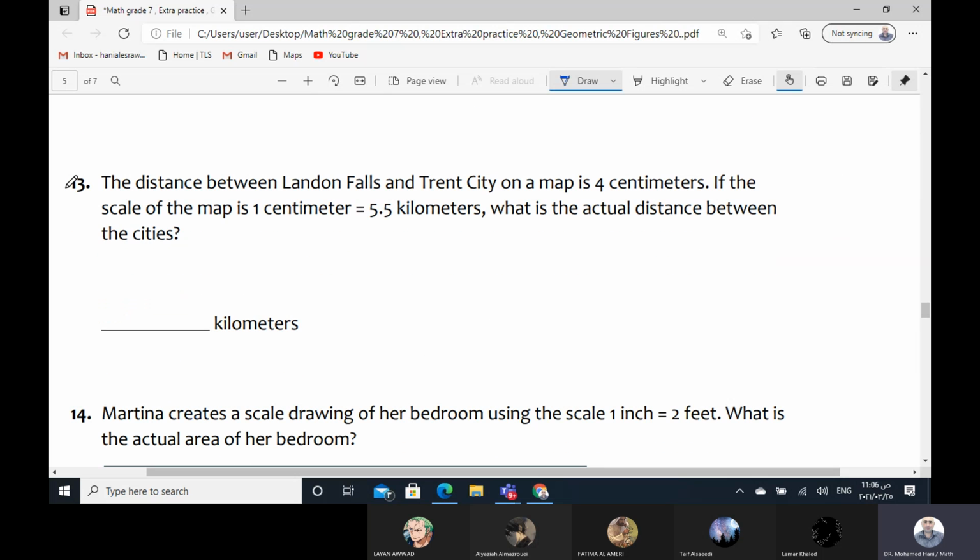And this question, the same question of Layan and Lamar about the maps. How to know what is the real distance? What is the actual distance? Who can read exercise number 13, please? Fatima, can you read it?